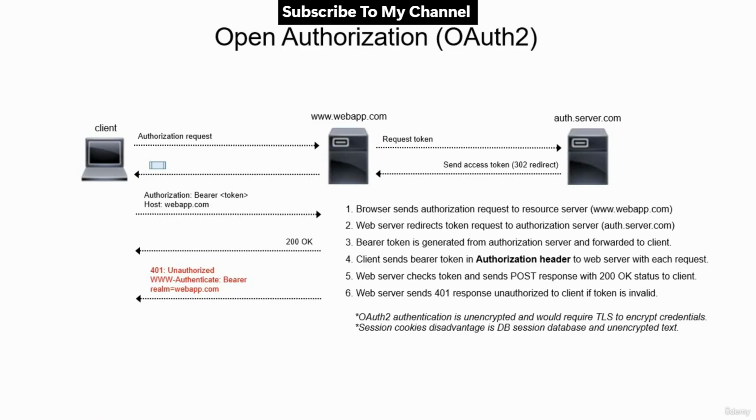The bearer token is generated from the authorization server and forwarded back to the client. So the client now has the bearer token it's looking for. So that client sends that bearer token in the authorization header to the web server with each request. So that's basically how that's set up. It's quite easy. The web server checks the token, sends the post response with a 200 OK status to the client, and if there's any problem with it, it'll send a 401 unauthorized to the client if the token's invalid. And that's basically how open authorization works.